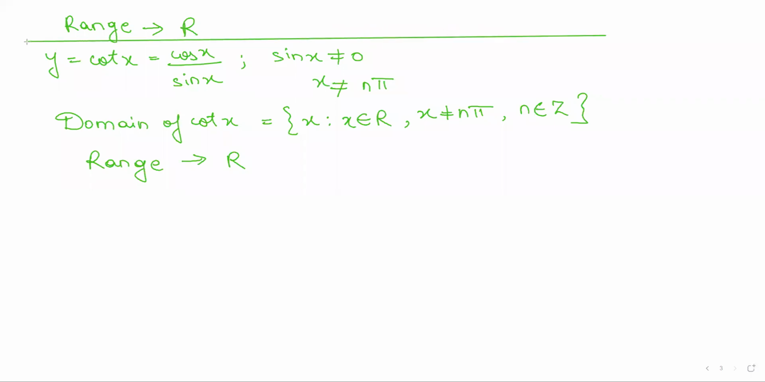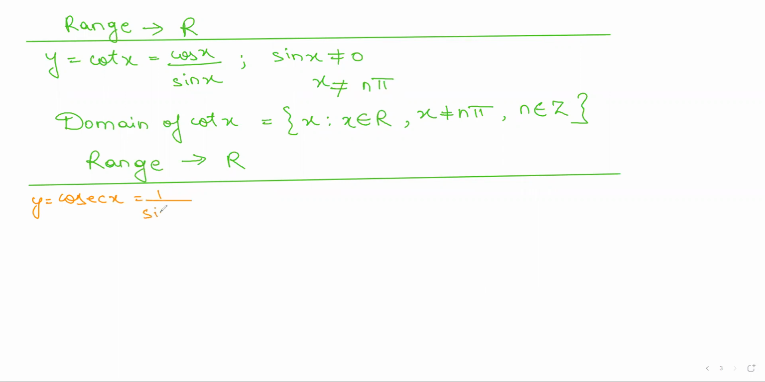The last two trigonometric ratios would be cosec x and sec x. For cosec x, we know the formula, cosec x is equals to 1 upon sin x. Y is equals to cosec x is equals to 1 upon sin x. If this is equal to 1 upon sin x, so again your sin x should not be equal to 0, which means x should not be equals to n pi. Okay, so what would be the domain?